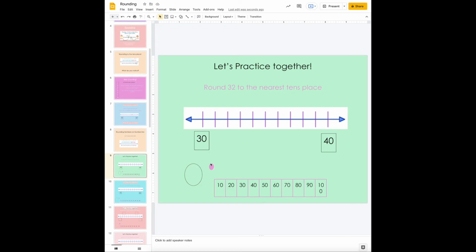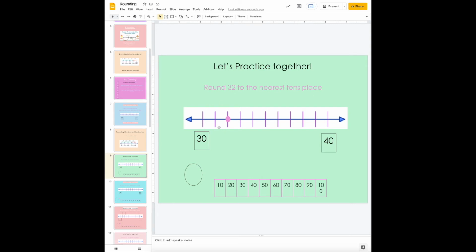Step 2, figure out where my dot goes on the number line. I have 30 here. I'm going to jump 31, 32. So my dot goes right there. Then I'm going to visually look. What is 32 closest to? Would it be closer to 30 or 40?